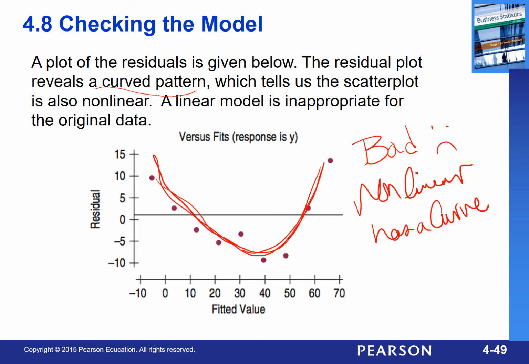This is the kind of thing you don't want to see, because I'm hoping you immediately notice, this has a pattern. Do you see the big horseshoe? Oh, it's not quite a U, but, you know, it's a little lumpy. This has a shape. That's bad. This has a pattern. It's curved. This is a very bad residual. It's nonlinear. And it has a distinct curve.